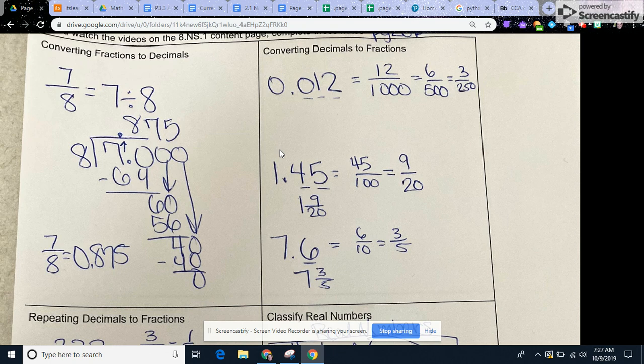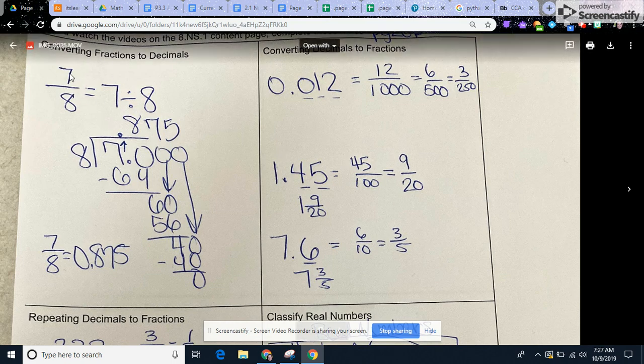Hi, these are the notes that you can put on page 20B about fractions to decimals and classifying real numbers. So starting here, if you are converting fractions to decimals, you have your fraction. The fraction bar means to divide, and you have to do them in that order. So it'll be 7 divided by 8.